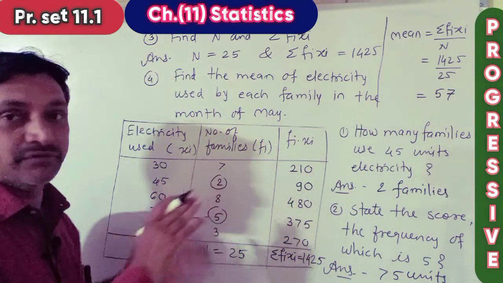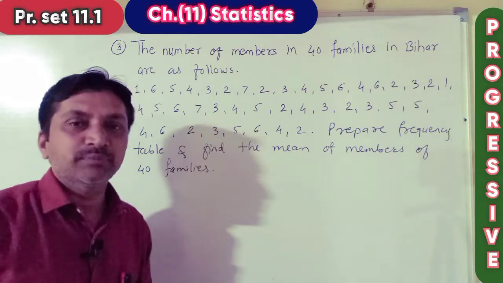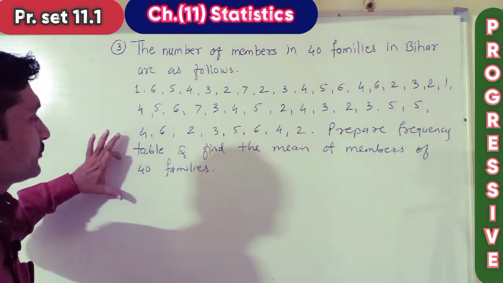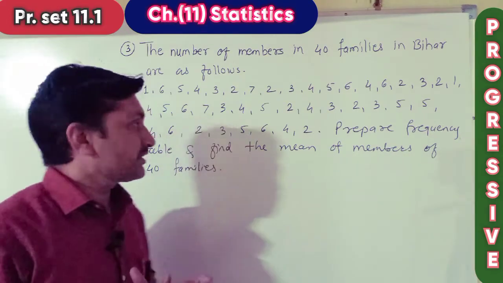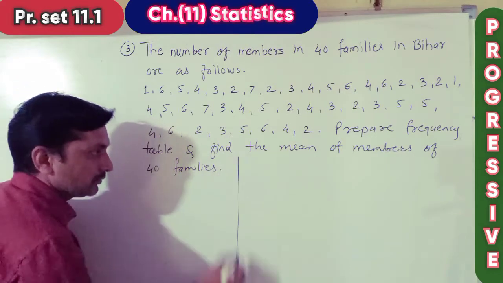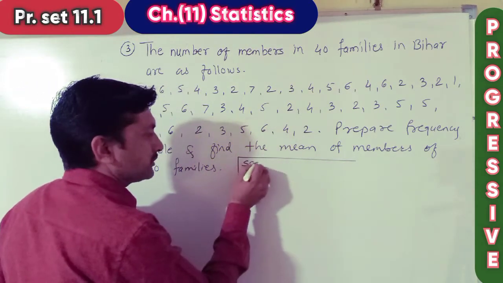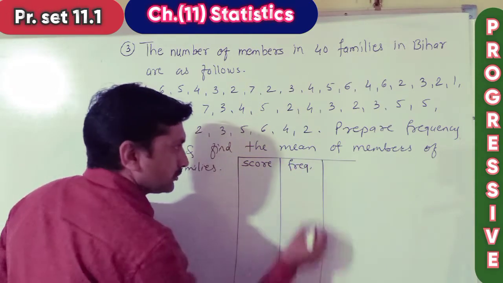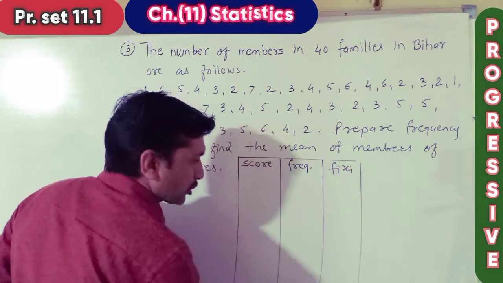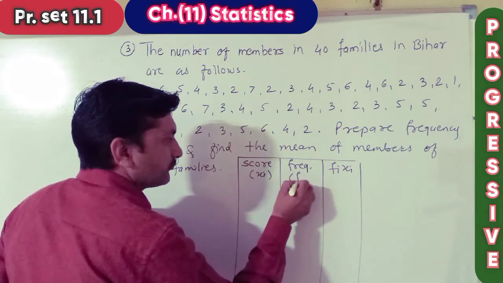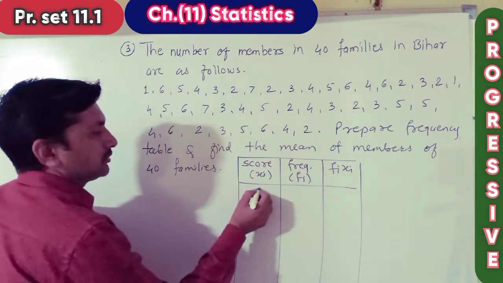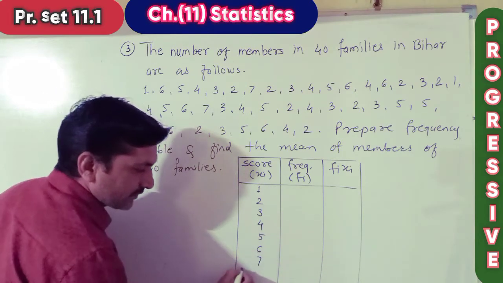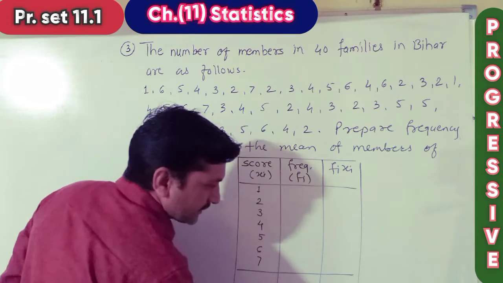In this way, we completed this activity based example. Now example number 3. The number of members in 40 families are as follows. Prepare a frequency table and find the mean. For the frequency table, in the first column we want the score. The second column is frequency. The third is fi xi, the product. Here score means xi, fi is frequency, and third is the product. Scores are 1, 2, 3, 4, 5, 6, 7. The highest score is 7.